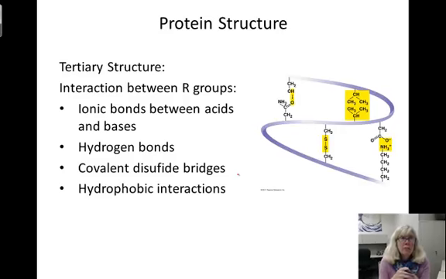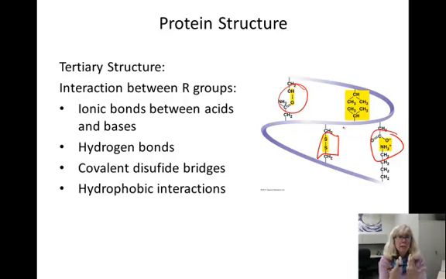Tertiary structure is the interaction between R groups of amino acids that are near each other as the protein folds. The interactions can be strong ones, like ionic bonds between an acid and a base, or they can be weak ones, like hydrogen bonds. Sulfhydryl groups are also a form of covalent bond because cysteine amino acids, when near each other, can become oxidized, their hydrogens become removed, and these bonds are called disulfide bridges and are very strong because they're covalent. Lastly, parts of the protein that are nonpolar tend to find themselves on the inside of the protein, far away from water.